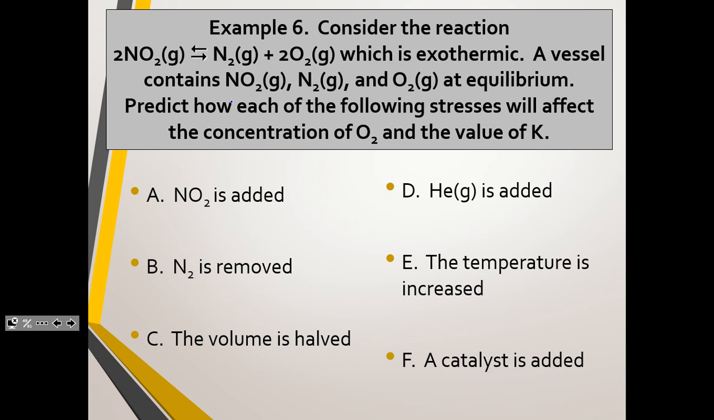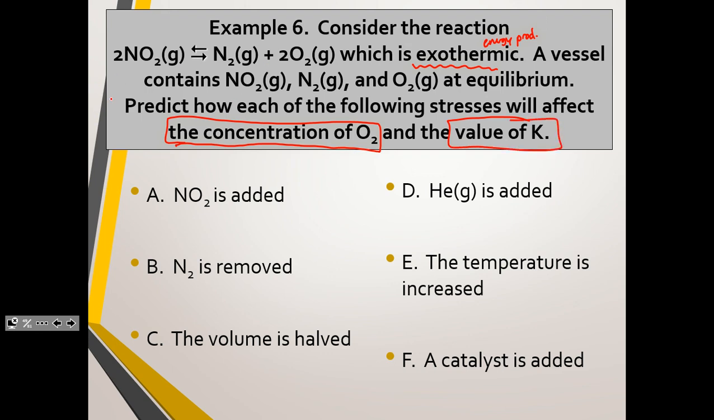Consider the reaction, which is exothermic. Right away, I know that energy will be a product. A vessel contains these 3 gases at equilibrium. Predict how each of the following stresses will affect the concentration of O2. So here we're specifically trying to isolate what's happening to O2 and also the value of K.